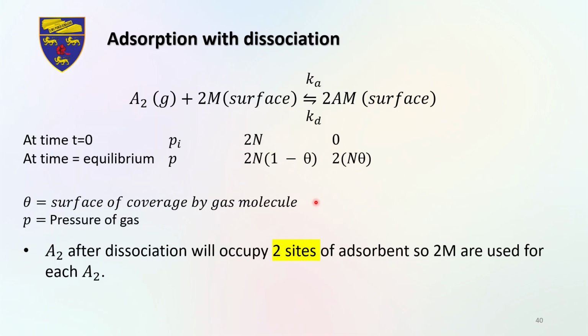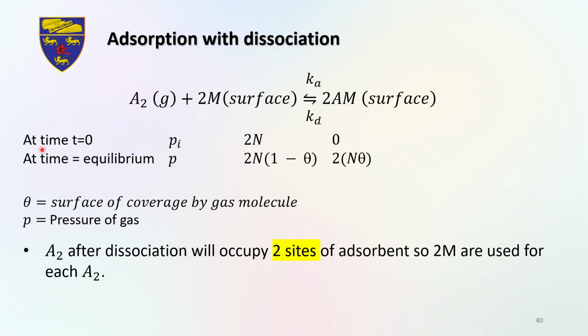From the beginning until this slide, we only concern ourselves with the adsorption of the molecule, which is just attached to the surface of the substrate through van der Waals forces. And sometimes a molecule like A2 will dissociate upon the process of adsorption, and it will occupy two sites instead of one. So this is one example where it involves adsorption with dissociation.